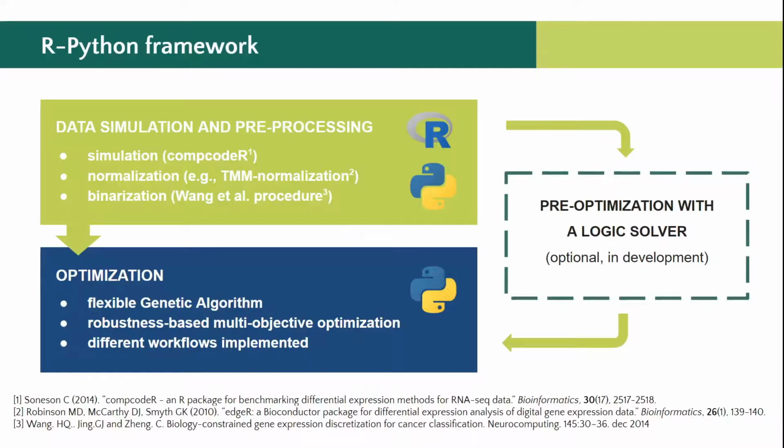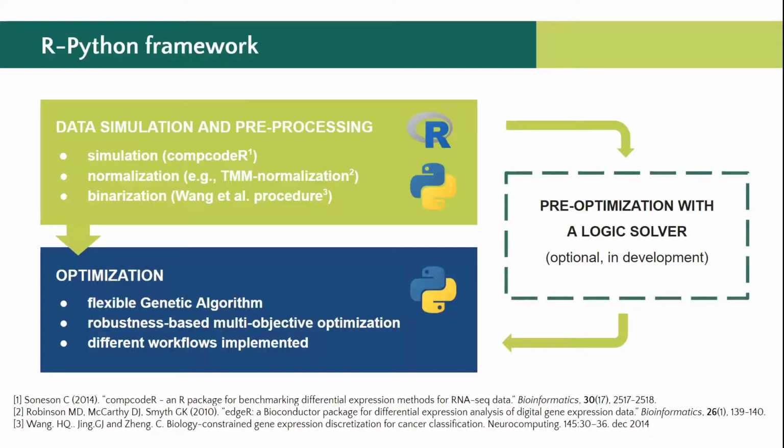To find good distributed classifiers, we implemented an R Python framework that allows for data preprocessing and design and optimization of distributed classifiers. The baseline algorithm underlying the optimization process is a custom genetic algorithm that allows for multi-objective optimization, taking into account the previously mentioned robustness scores or other user-given microRNA scores.